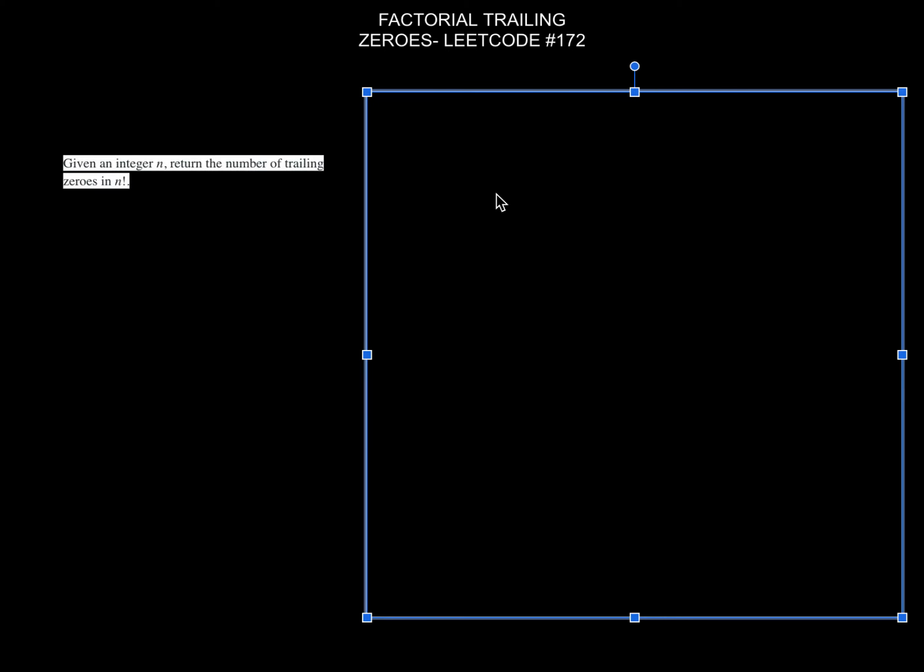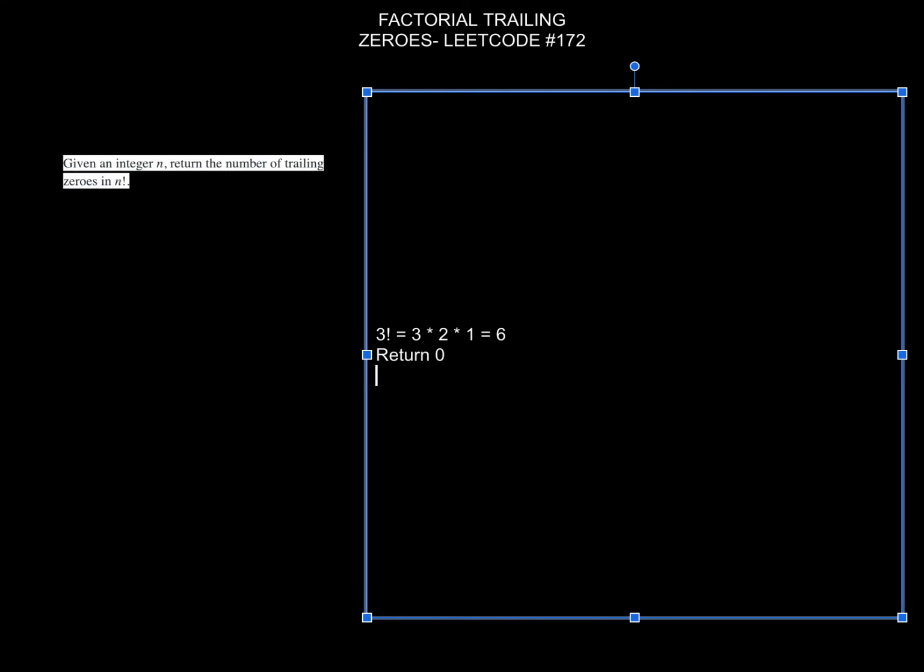So this is Factorial trailing zeros, Leetcode 172. And the question is, given an integer n, return the number of trailing zeros in n factorial. So in an example like, say we have 3 factorial, which is 3 times 2 times 1, and that gives us 6. And in this case we have no trailing 0 and we would return 0.